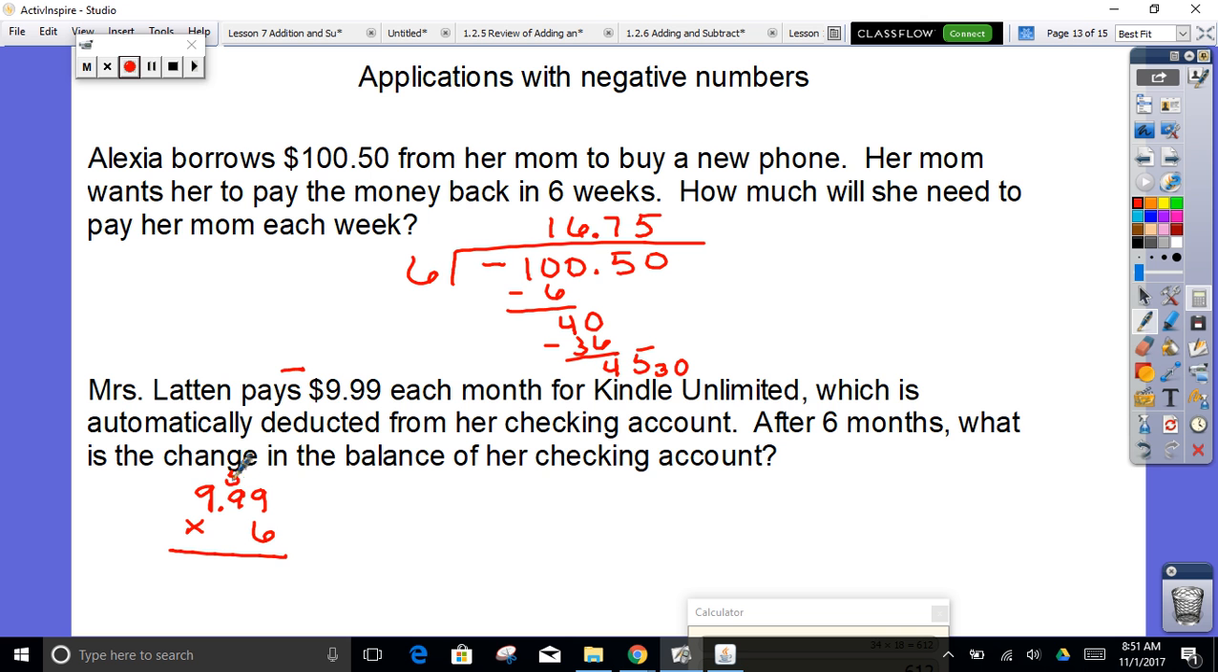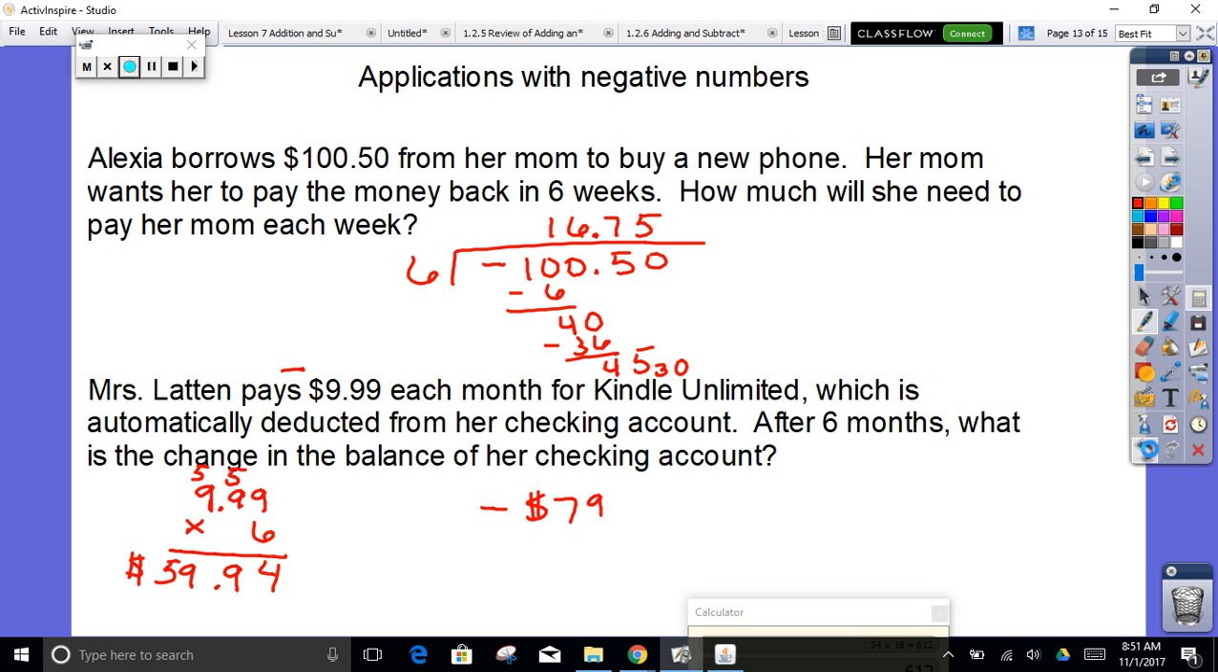So 6 times 9 is 54. 54 again plus 5 is 59. 6 times 9 is 54 plus 5 is 59 again. So over 6 months' time, you would say that the change is negative 59.